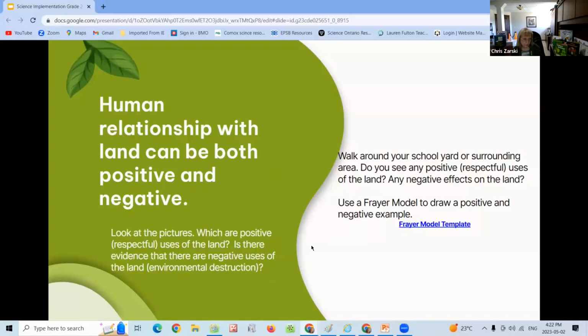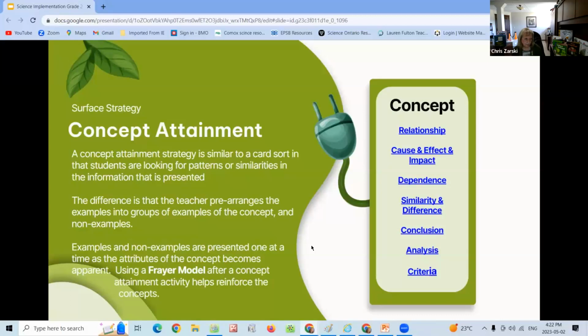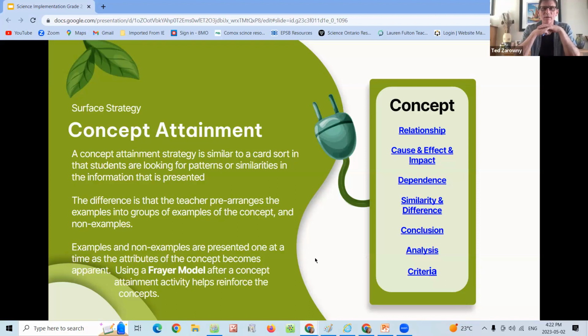Okay, we're going to go back to Ted again, who's going to talk about concept attainment. And this is a really important one. This is just another surface strategy to help develop some of those individual concepts. You know, Chris brought up the idea of relationship a lot. That's an important concept in this organizing idea. It's certainly in the outcome. There's some other ones that are also important. When we talk about relationships, we know we're going to be talking about cause, effect, and impact. And impact, as Chris was showing in some of her examples, positive and negative. Relationships are also part of dependence, and we could quickly move that into interdependence.